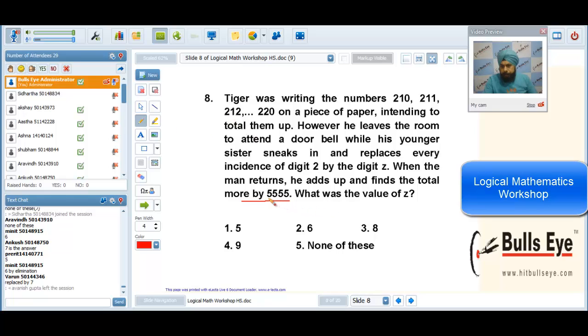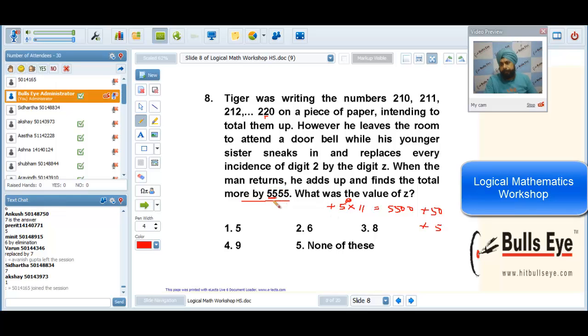Firstly, 11 numbers, majority value will definitely come from the hundreds place. So if I add 5 at the 100 place, can you say 5 added 11 times at the 100 place will give you 500 extra? Now that means you will replace 2 by 7. And then there is 1, 2 at the tens place which will add 50. And there is 1, 2 at the units place which will add 5. I think guys, you straight away land up to the value given 5555. So that means 2 is being replaced by 7.